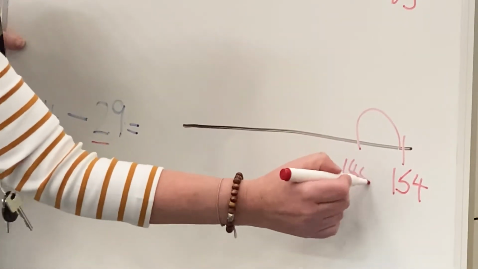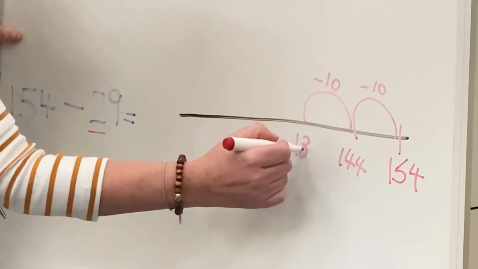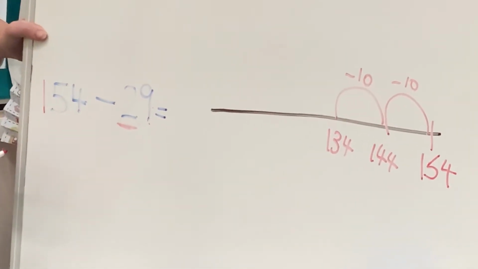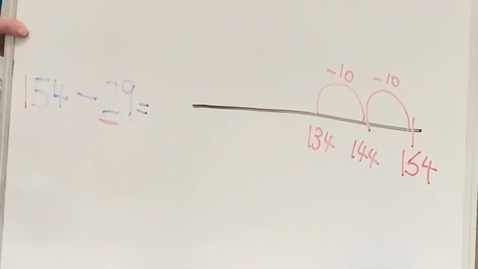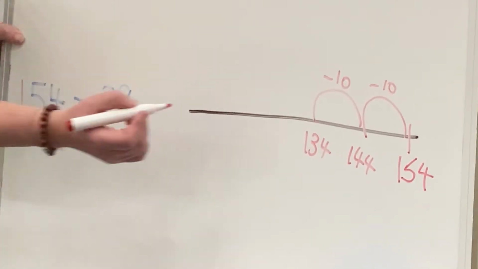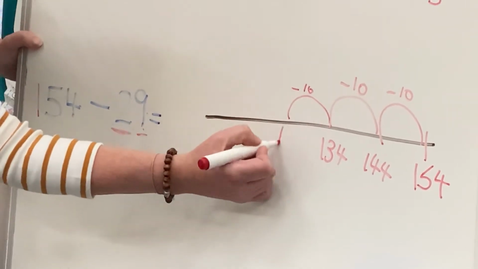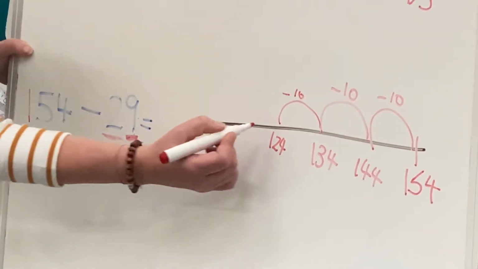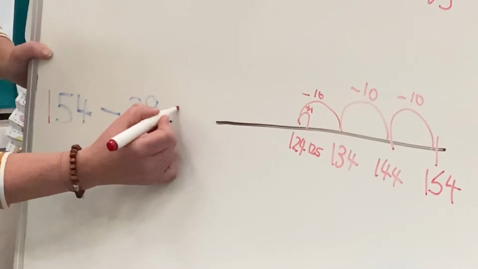154, 144, 134. So we've taken off our 20. And now we're going to take off 9. Now we could just count back one at a time, counting back 9, but that's not very efficient. So some of you might know if you take off 9, what you can do to be quick is you can take off 10, which would be 124, but we're not taking off 10, we're only taking off 9. So you can add 1 back, which would be 125.